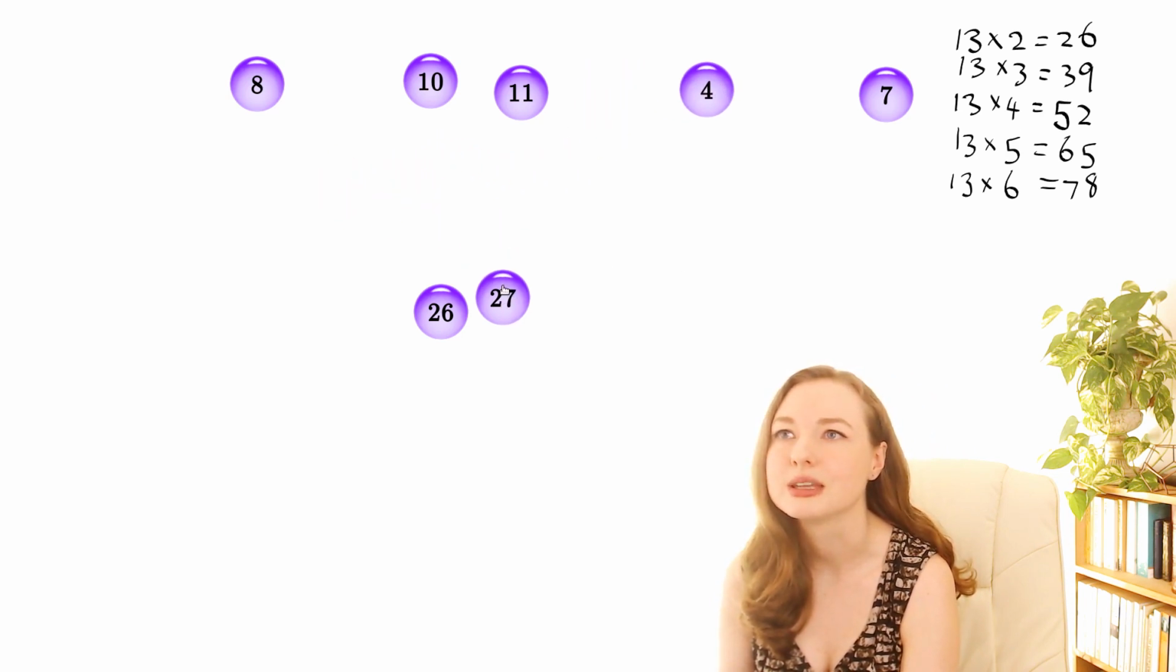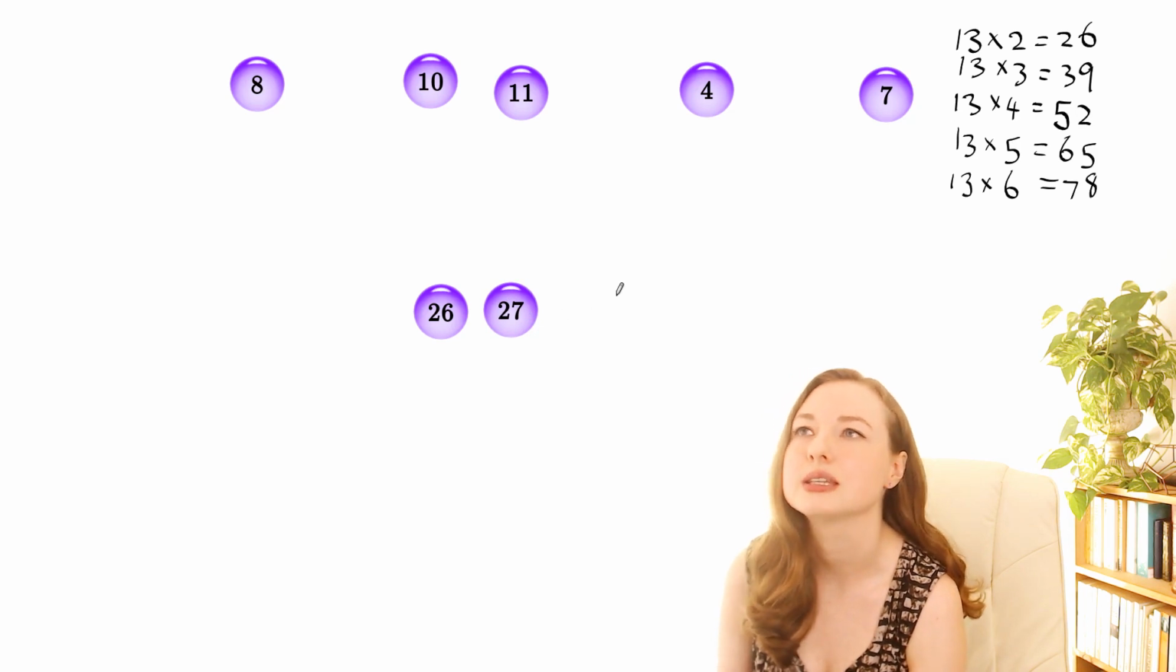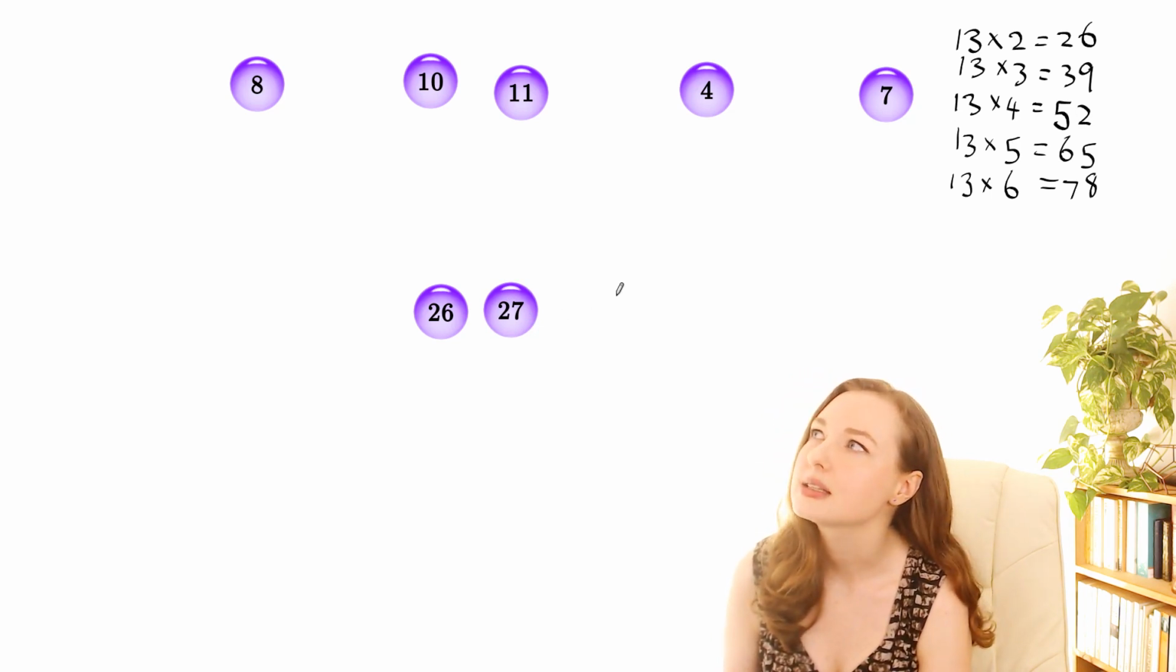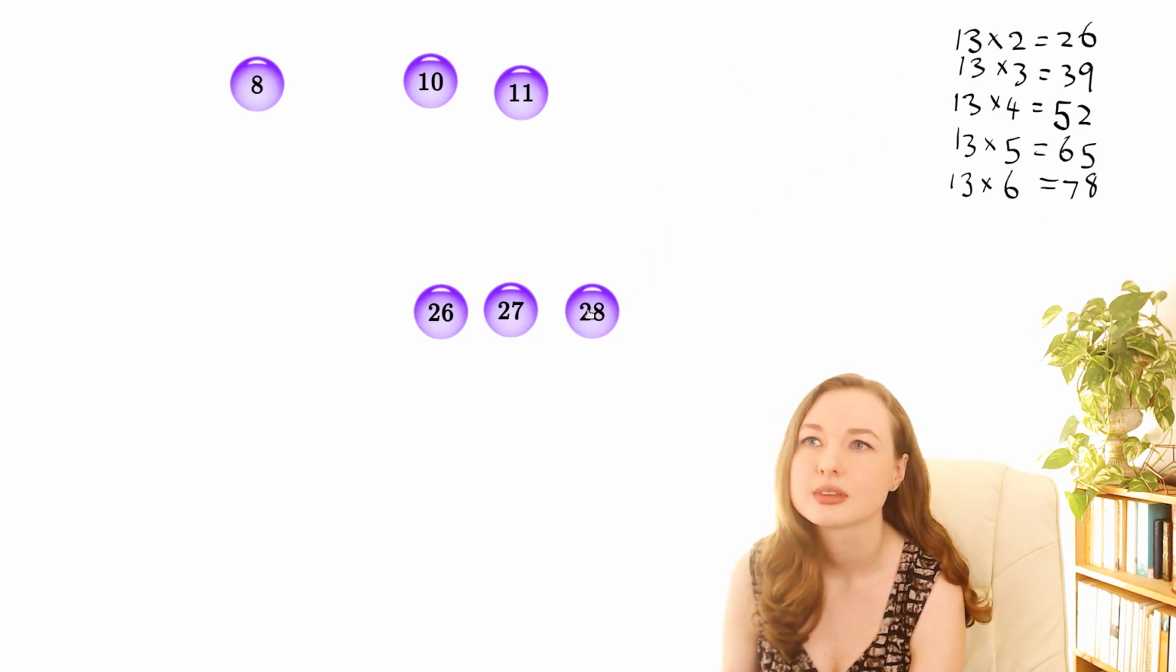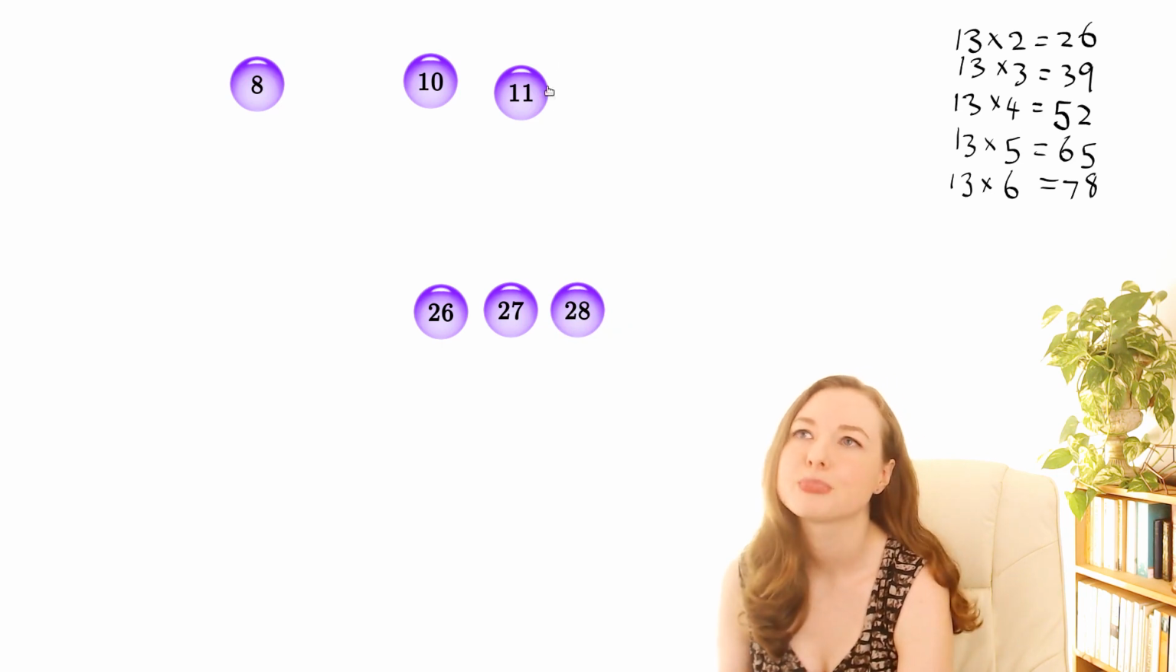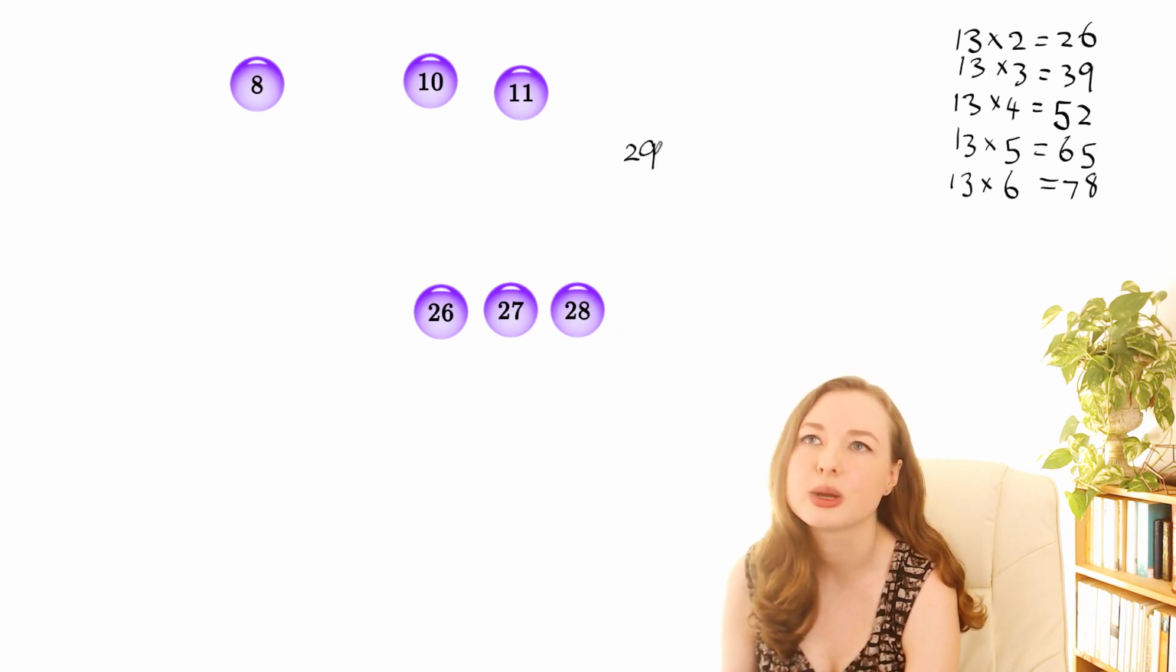Go 3 times 9. How about 28? So that's 4 times 7. I can make that. But what about 29? Can you think of any factors of 29?